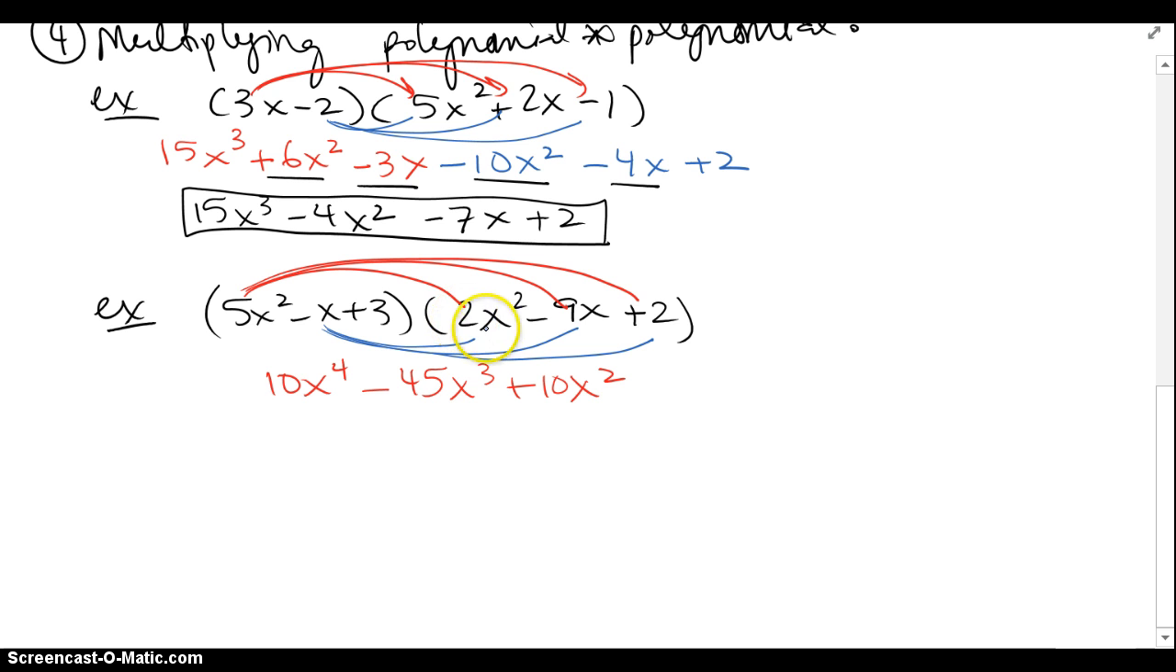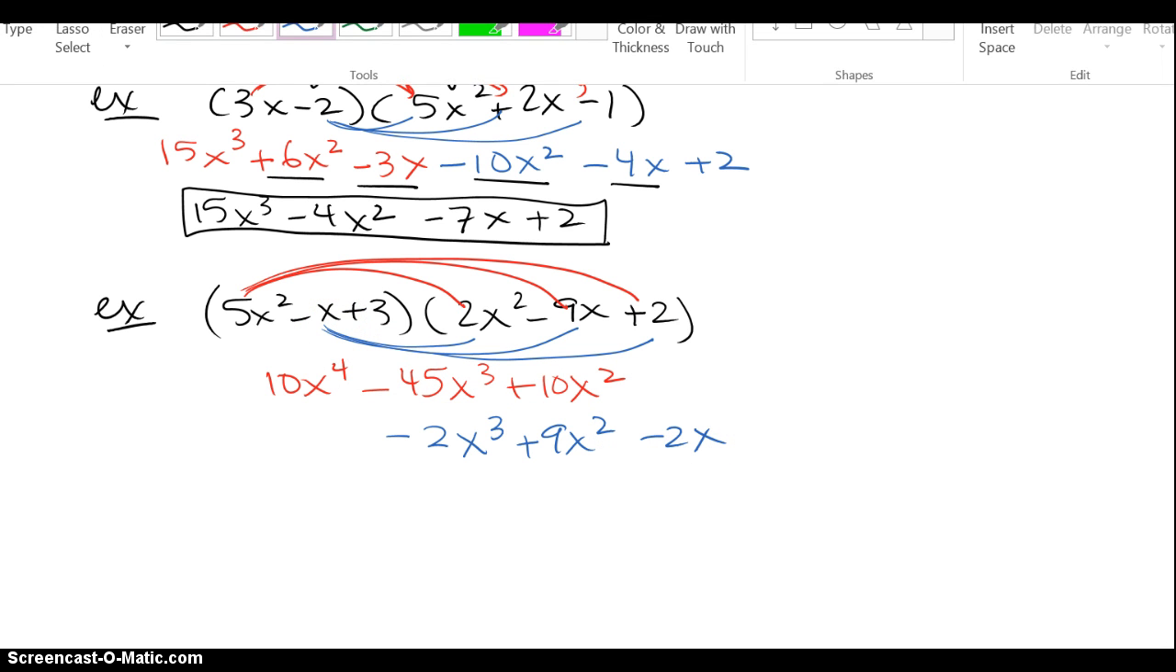I get negative x and 2x squared, that's a negative 2x cubed. Since it's an x cubed, instead of writing it over here, I like writing it underneath. That's going to be negative 2x cubed. Then I have a positive 9x squared. Then I have a negative 2x.